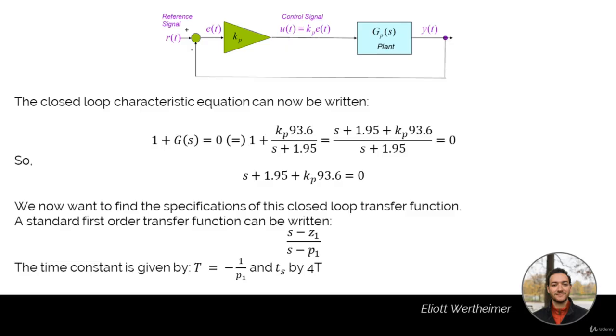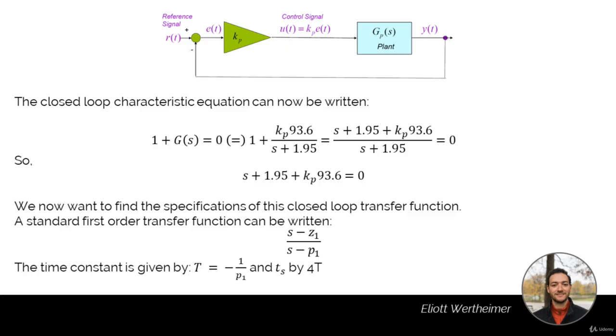So we can plug in the numbers again, and we get that the closed loop characteristic equation is actually (s plus 1.95 plus Kp times 93.6) divided by (s plus 1.95) equals 0. Now for this to equal 0, the numerator has to equal 0. So the equation becomes s plus 1.95 plus Kp times 93.6 equals 0. We now want to find the specifications of this closed loop transfer function.